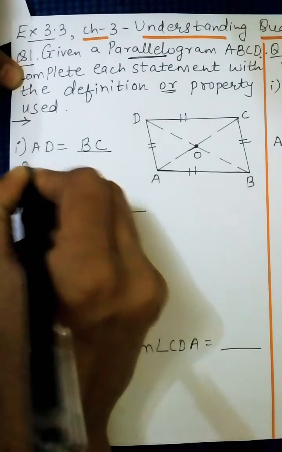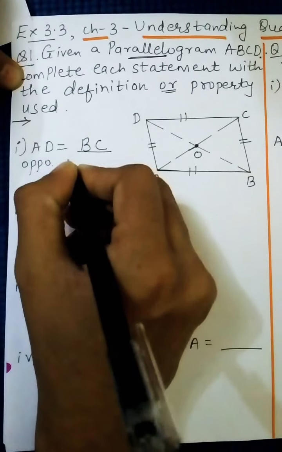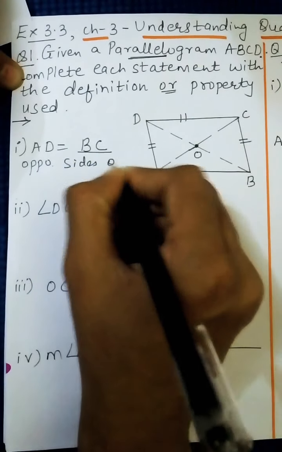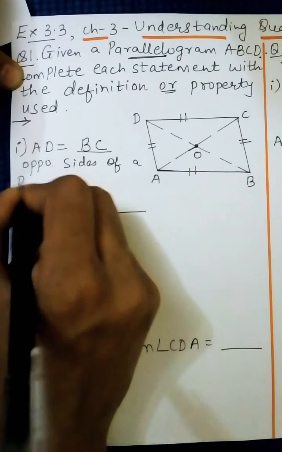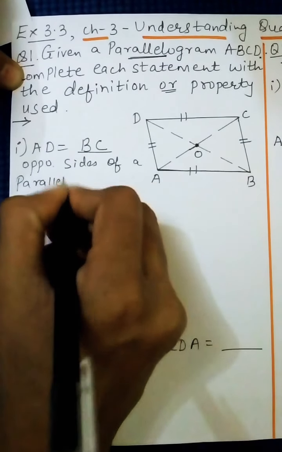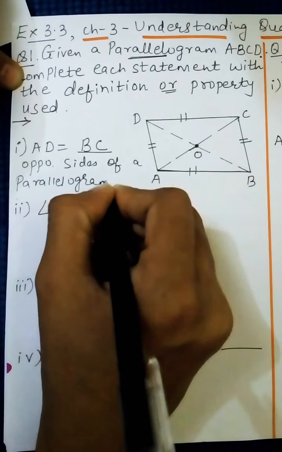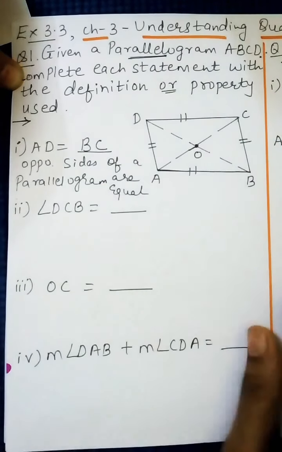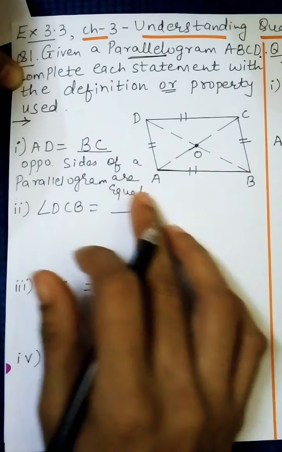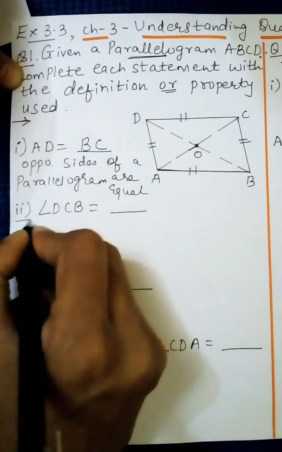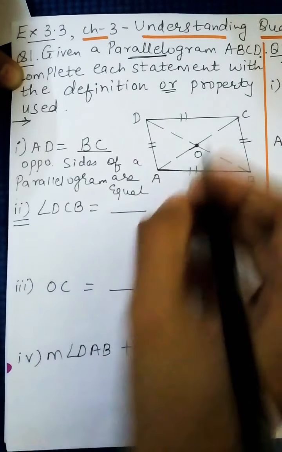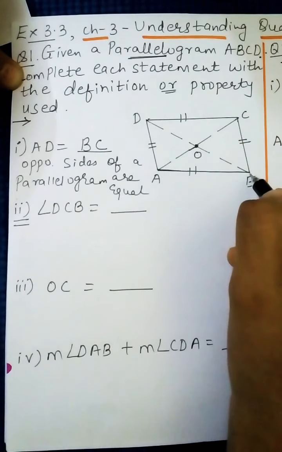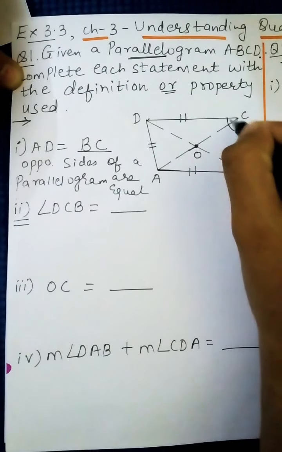So the reason will be opposite sides of a parallelogram are equal. Opposite sides of a parallelogram are equal. Now the second one, angle DCB. So they are talking of angle C.